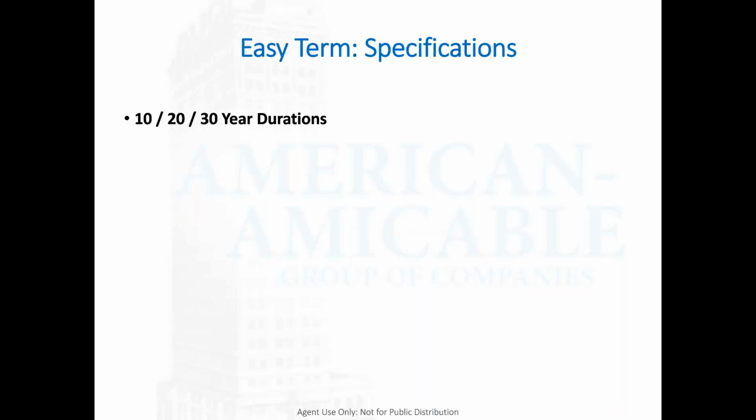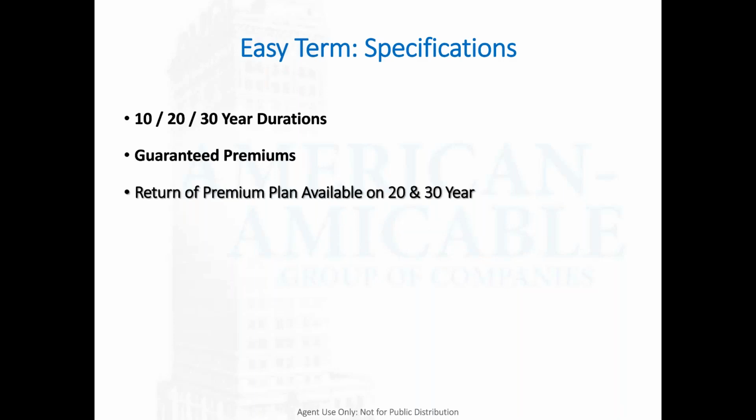Our Easy Term product has a 10, a 20, and a 30-year duration. The premiums are guaranteed. On the 20 and 30-year products, there's a return of premium available. So we have return of premium available on 2 of the 3 main products that we sell. I'll show you a chart at the end so you can compare and contrast the products against each other.